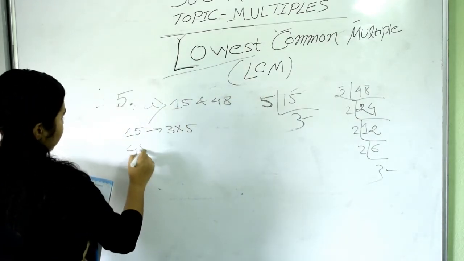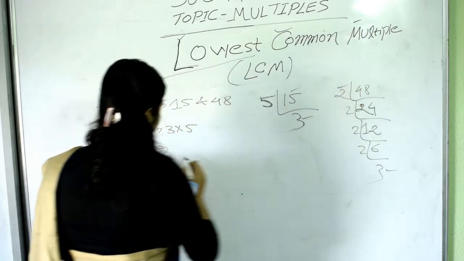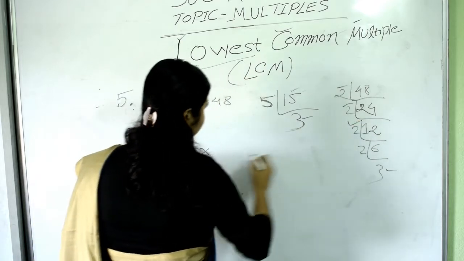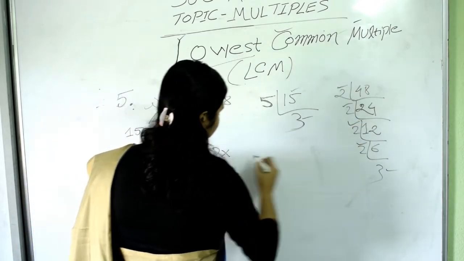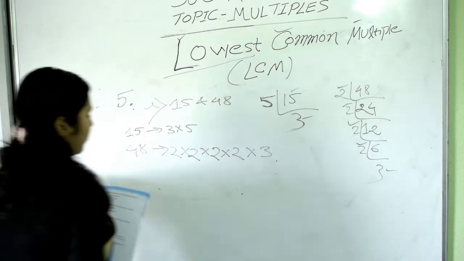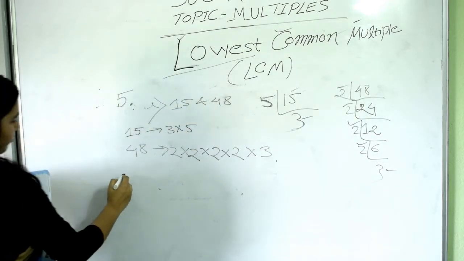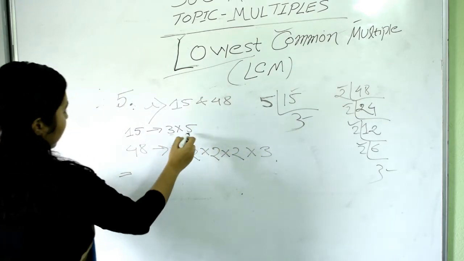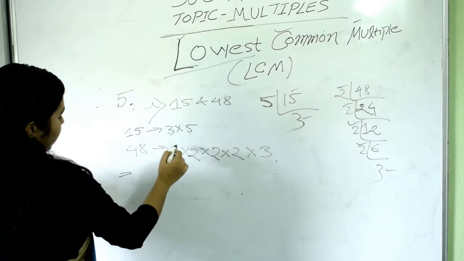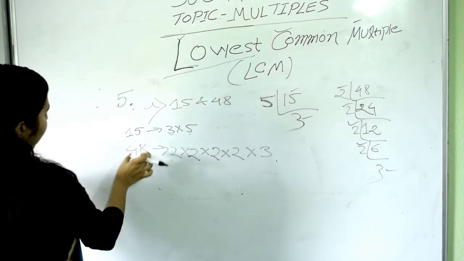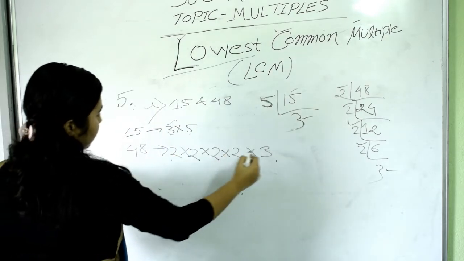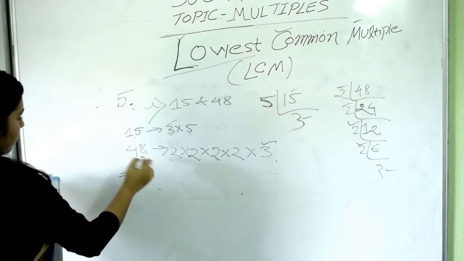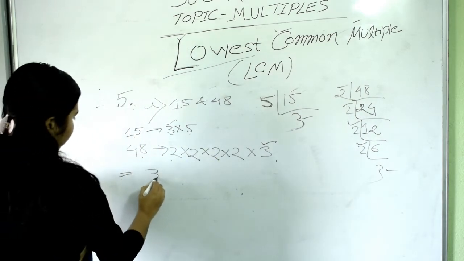And what is the prime factorization of 48? So 2 cross 2 cross 2 cross 2 cross 3. Right? Now take all the common multipliers, factors. These are the factors, right? So take first common factors of 15 and 48, which is 3. 3 is the only factor which is a factor of 15 as well as 48. So take 3 first.